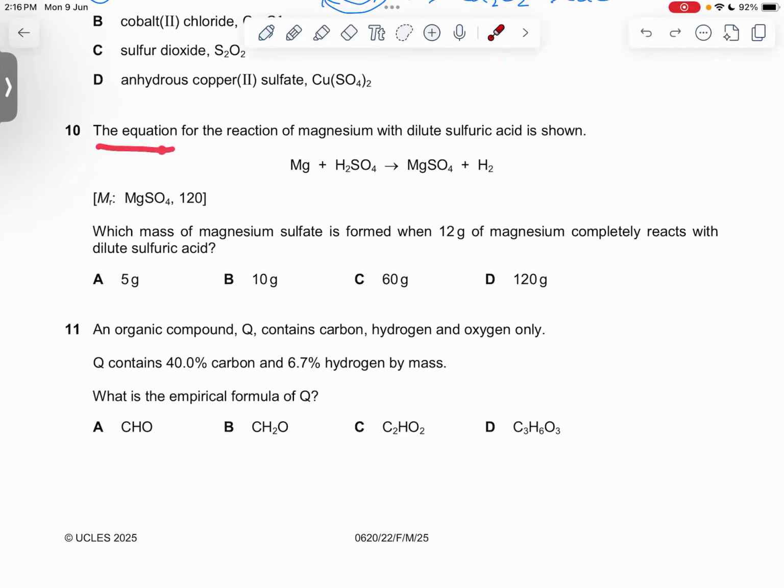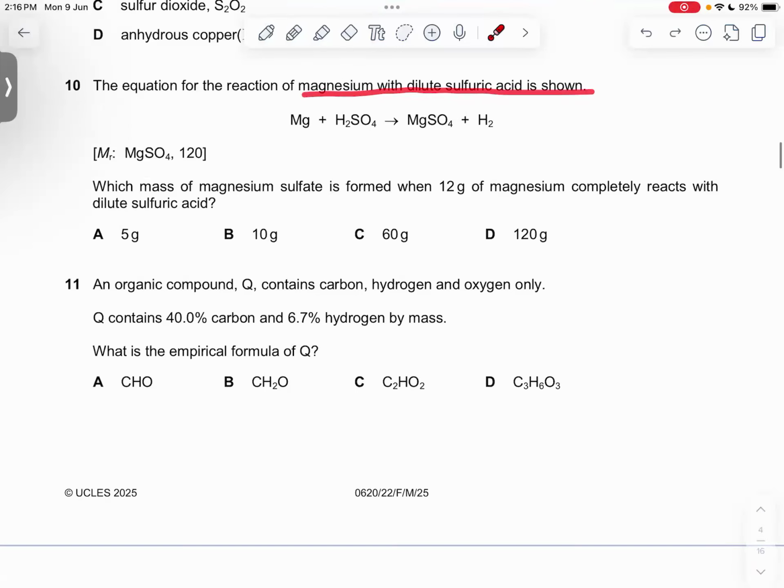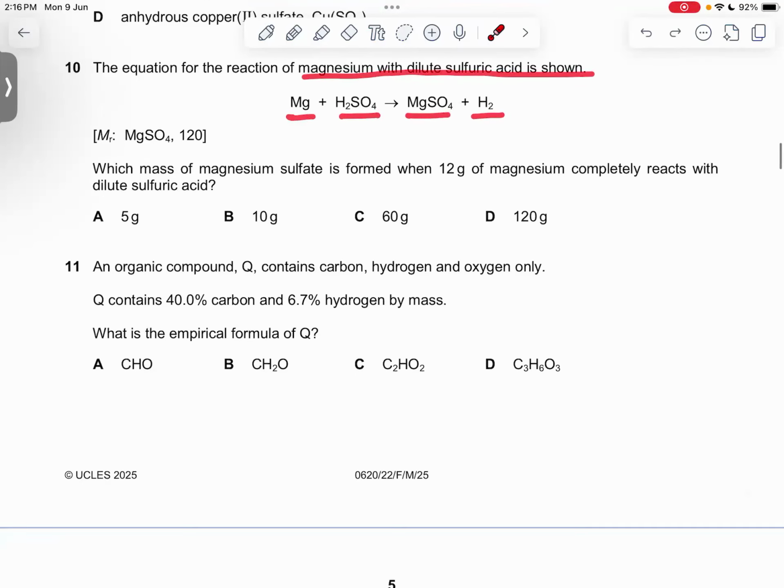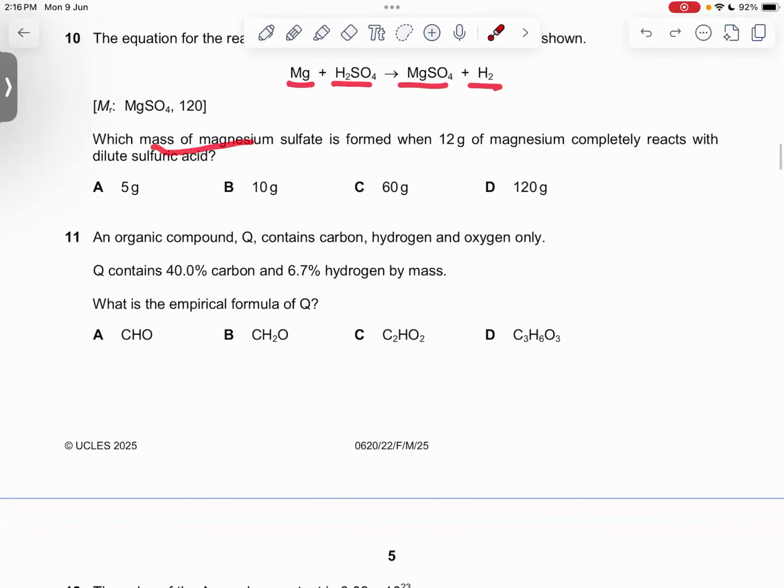Next question. The equation for reaction of magnesium with dilute sulfuric acid is shown. Magnesium plus sulfuric acid gives magnesium sulfate plus hydrogen. So this is a metal plus acid reacting to produce a salt and hydrogen gas. Which mass of magnesium sulfate is formed when 12 grams of magnesium completely reacts with dilute sulfuric acid?